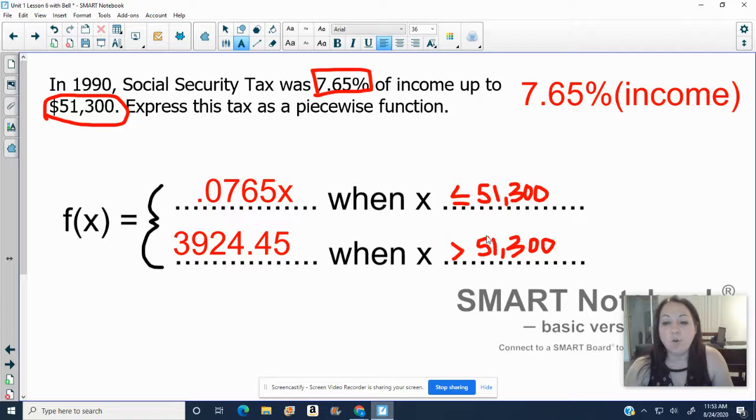So once I go over this income limit of $51,300, I'm going to stay at a flat $3,924.45. So here it's going to vary on the top, but down in that bottom equation for the piecewise, it's staying at this flat rate. And there is my whole piecewise function.